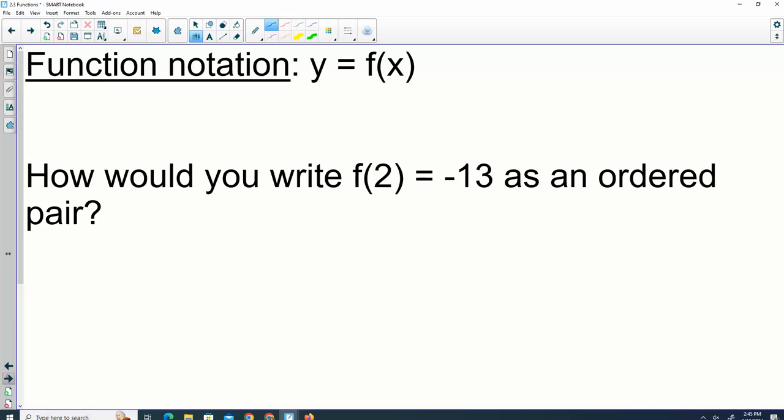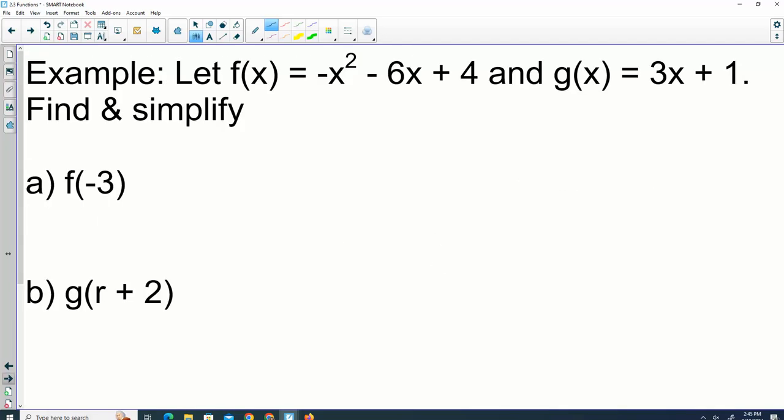When you're reading this, that's your x value. The whole thing, what it's equal to is your y. Okay, so you might see an ordered pair written in function notation, but just know that the thing you're doing f of, that's your x value, and what it's equal to is your y. So for 2 examples, if I give you these functions, if I ask for f of negative 3, what does that mean?